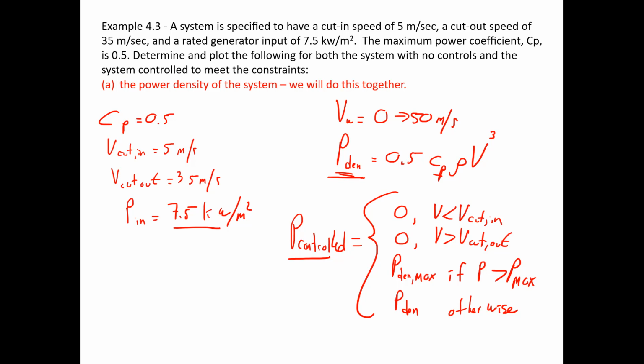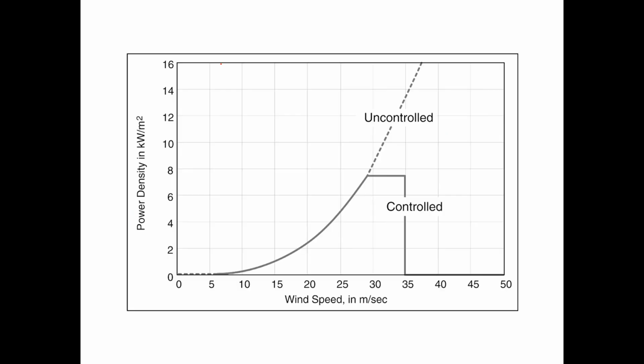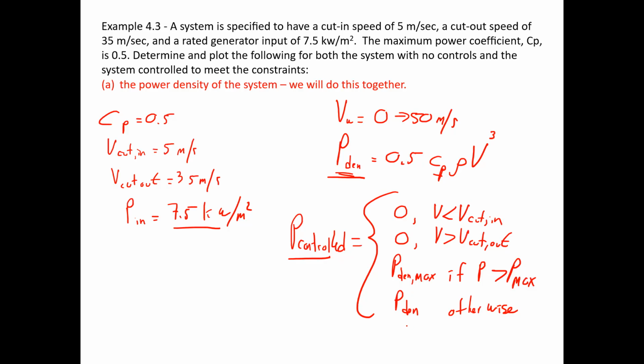If we were to plot them together, this graph shows power density on the y-axis and wind speed on the x-axis. You can see, starting at cut-in, that my uncontrolled strategy has a constant increase based on velocity to the third power of power coming in. But for the controlled strategy, during my constant power coefficient stage, I'm following basically the same curve as the uncontrolled scheme, right? So that is during this regime.